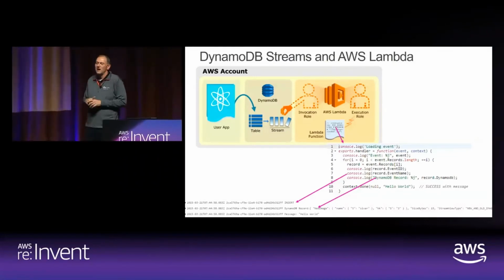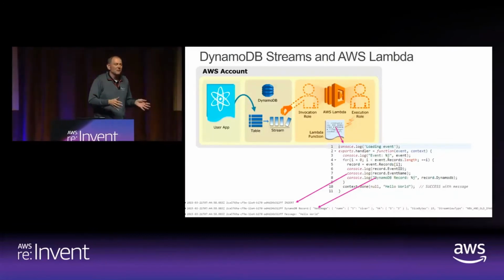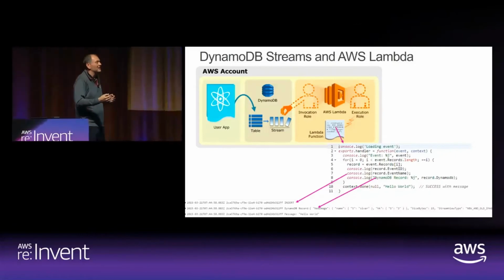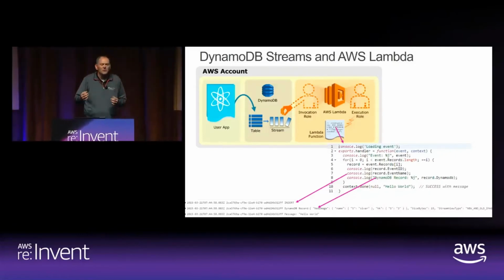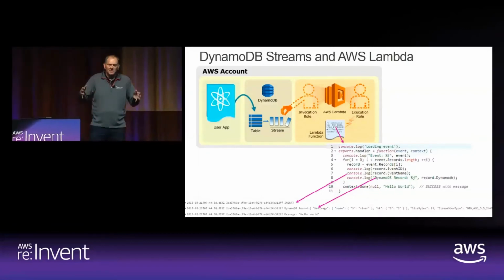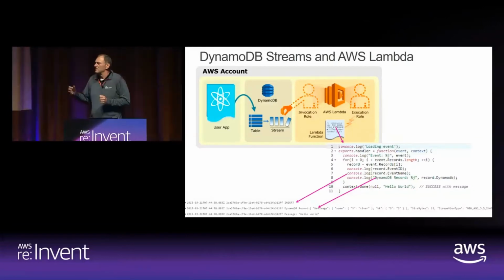Lambda has an invocation role which defines what it can see or what it can read off of the stream. Which items can it see? Which attributes in those items can the Lambda process actually read? And then it has an execution role which defines what it can do. What other services within your AWS account space does it have access to, and what permissions does it have on those services to work with this data?